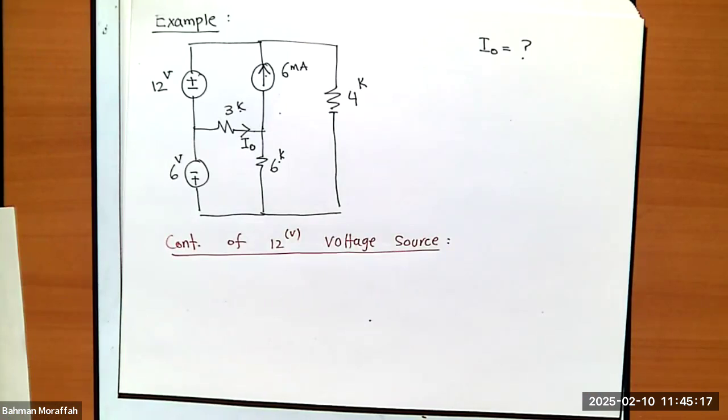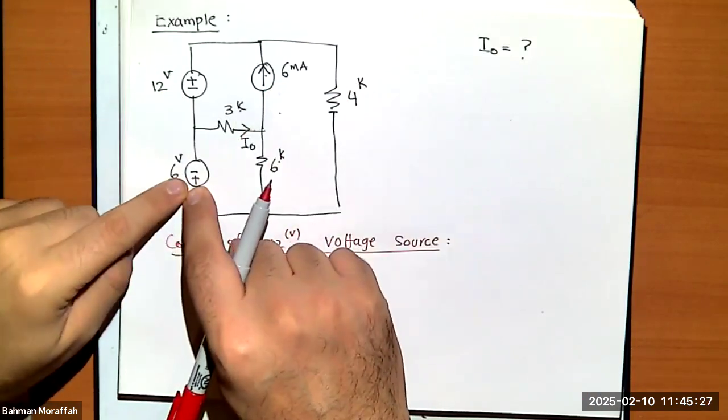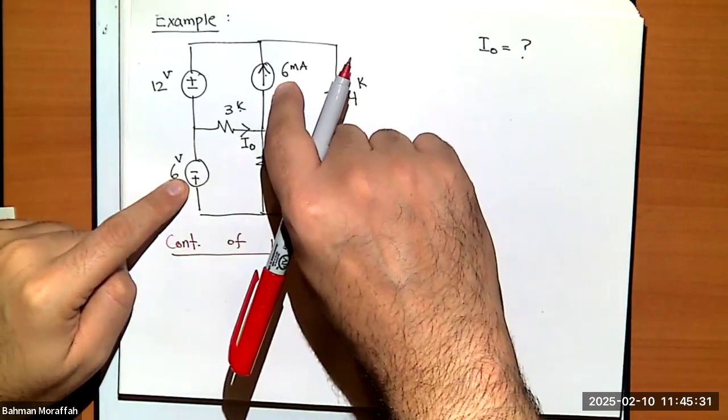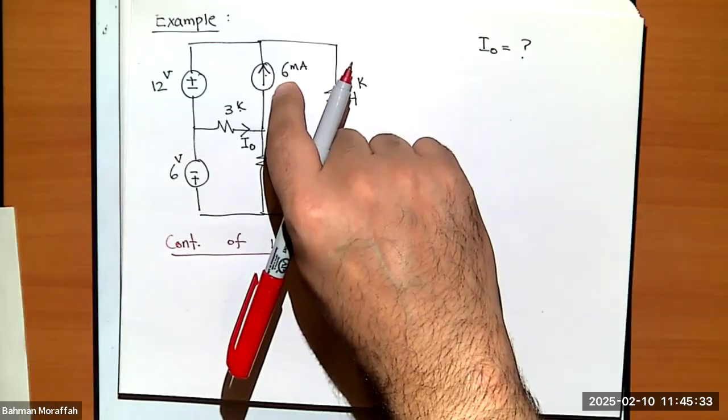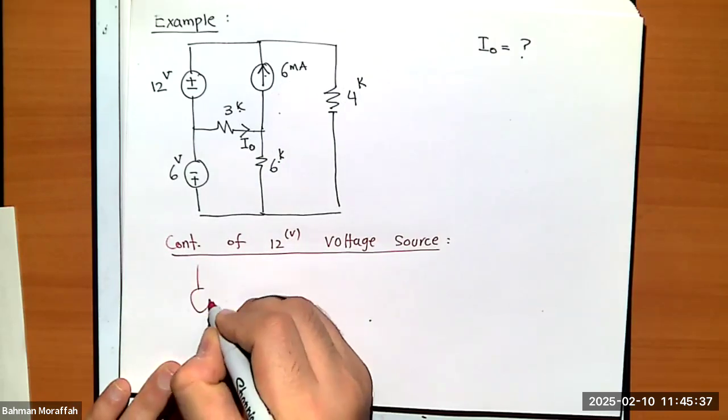How do we do this? We're going to keep the 12 volts and zero out the rest of it, right? So if I keep this and zero out these, what happens to this one? It becomes a wire. How about this guy? It becomes open. It's an open circuit. So if I redraw the circuit, it would look like this.